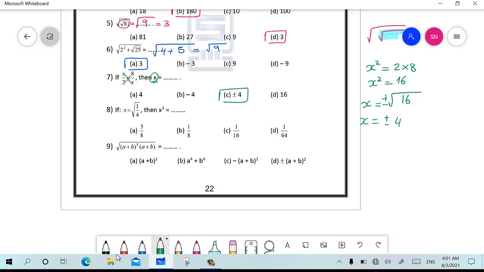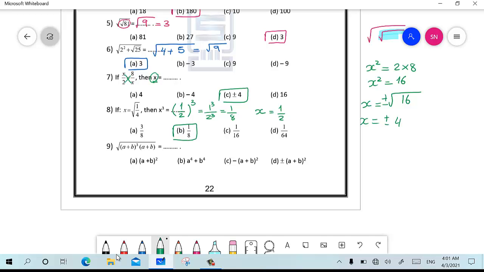Let's go now for number 8. If x is equal to square root 1 over 4, then x to the power of 3 is equal to, first I'm going to find x. I know that x is equal to square root 1 over 4, which is equal to half. Now I'm going to take the x, which is equal to half, and put it all to the power of 3. So I'm going to have 1 to the power of 3 over 2 to the power of 3. This is equal to 1 over 8, so the correct answer is B.